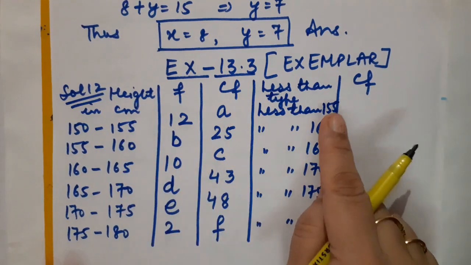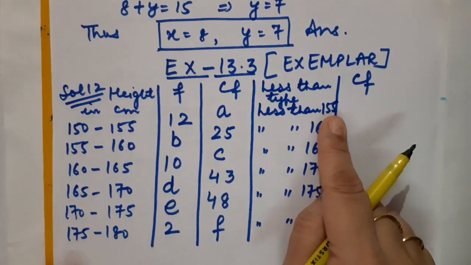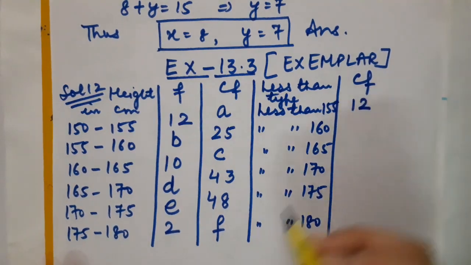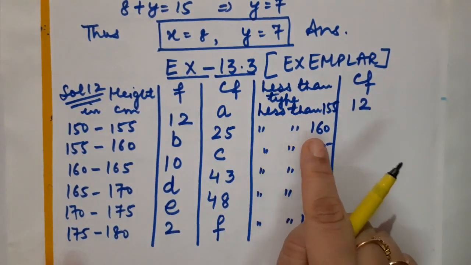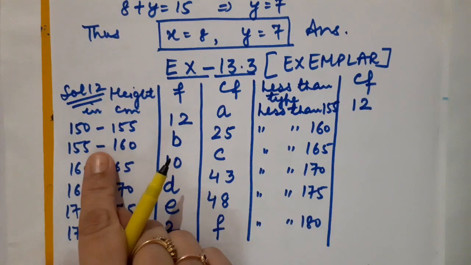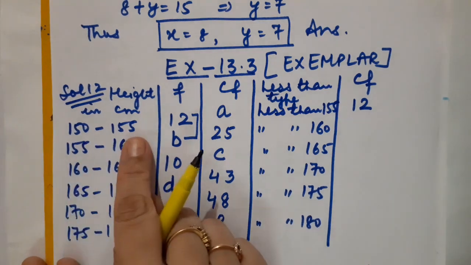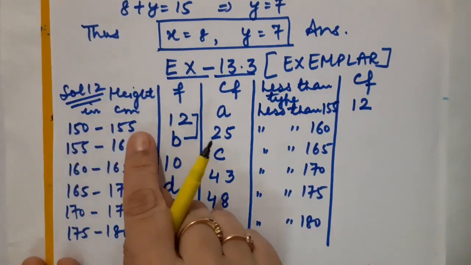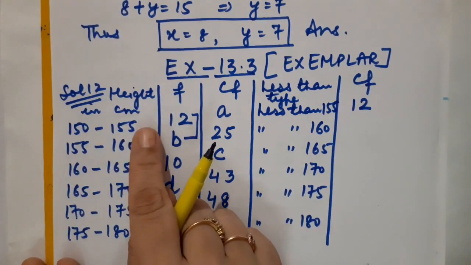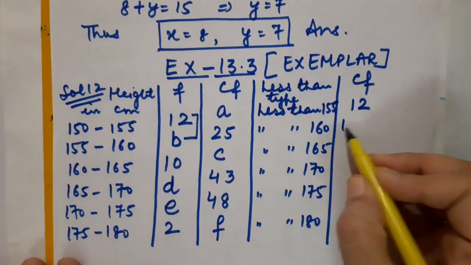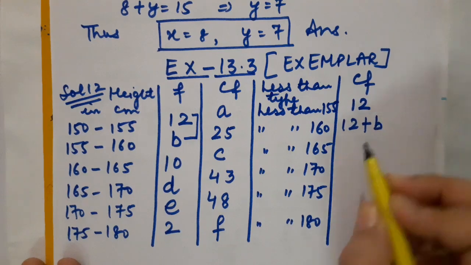Okay. So it should be less than 155. So how many children are there? They are 12 in number. Now if I talk about less than 160, we will have to include both of these, because the children who have height from 150 to 155 also have height less than 160. Correct? So it would become 12 plus B.